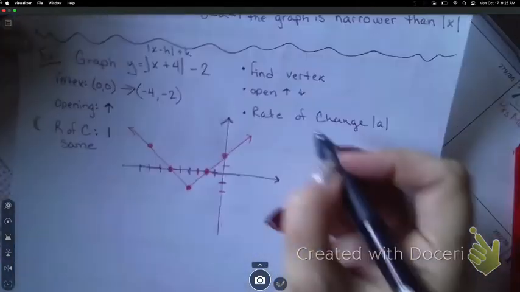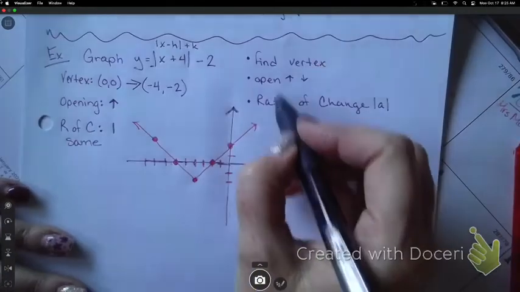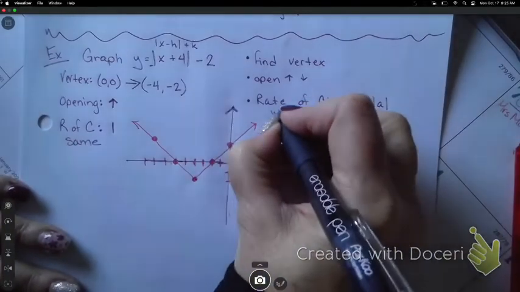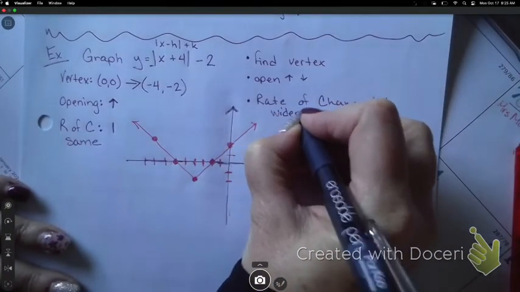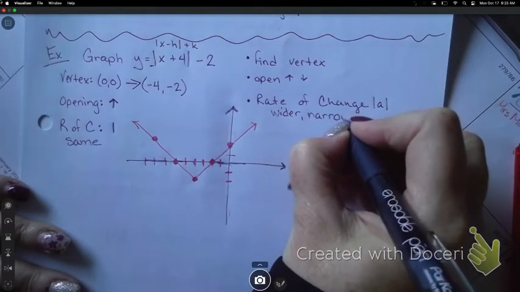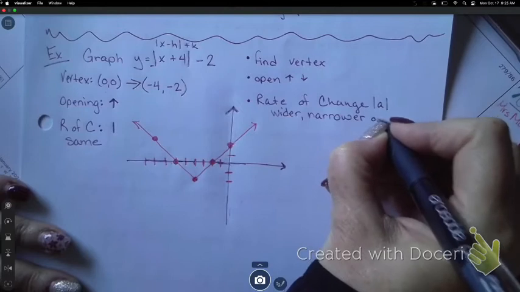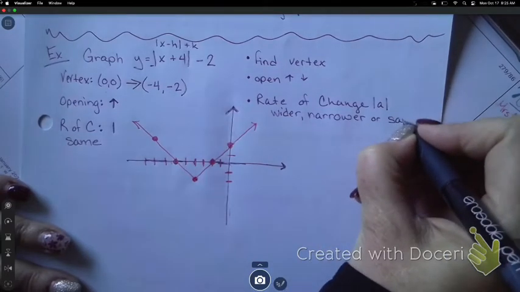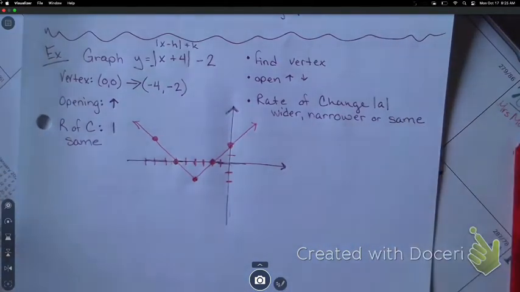Okay. So on the rate of change on these rules right here, guys, you might want to say wider, narrower, same. And we're talking about of the parent function, yes? Narrower. We need to do another one, don't we? Yes. I'm somewhat confused.